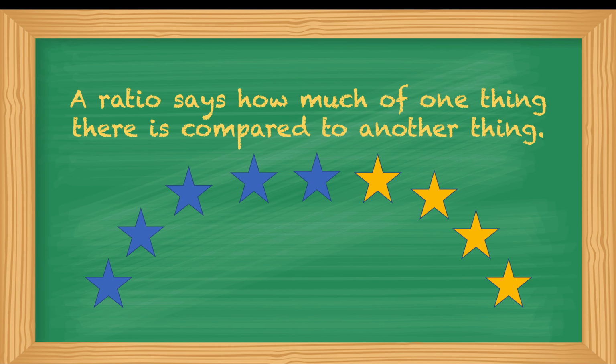Now what two numbers would you be thinking about if I were to ask you to compare the number of blue stars to yellow stars? Comment your answer below. All right, so we have 5 blue stars and we have 4 yellow stars. So right there we are comparing blue stars to yellow stars. Excellent.